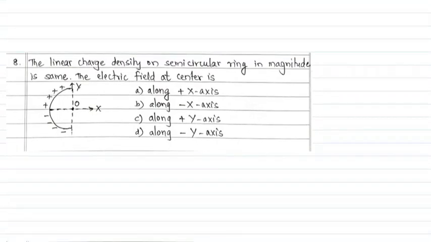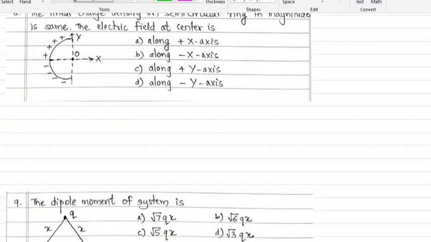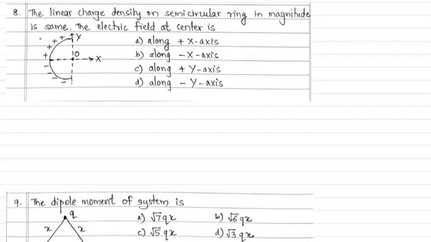Next, eighth one. The linear charge density on a semicircular ring is the same in magnitude. If you observe the figure, the linear charge density is the same, he says. Here it is lambda, here also it is lambda. The only thing is, the quarter circle is positive, the other quarter is negative. You are required to find the electric field at the center.